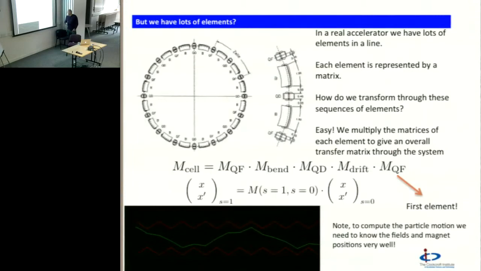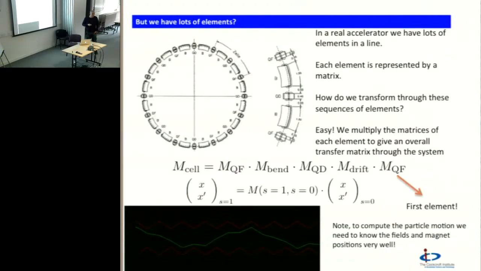Now, to find the motion, we actually have to know the fields and the positions very well. So your job as an accelerator designer: where are your magnets? How strong are they? When you know how strong they are and where they are, you can compute the matrices of them. You can then calculate what the motion is. Is it doing what you want? No, it's not. Go back and change the fields and keep going until it somehow does.